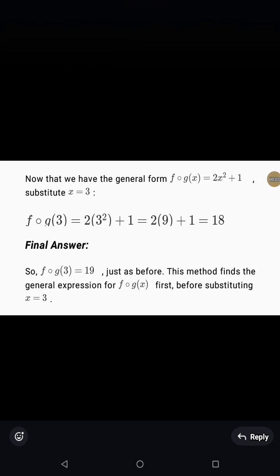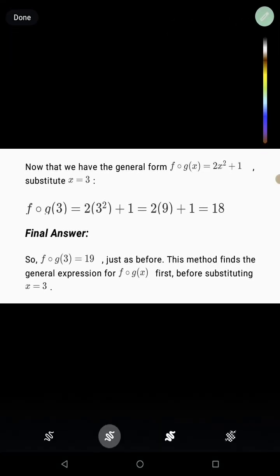Now, we've been able to get our f compose g of x, the general composition of the two functions. But then they said we should do it at a point x equals 3. What does that mean? Wherever we see x in this function, 2x squared plus 1, you put 3. So we substituted 3 for x here. Instead of x, we put 3. So that will be 2 times 3 squared plus 1.